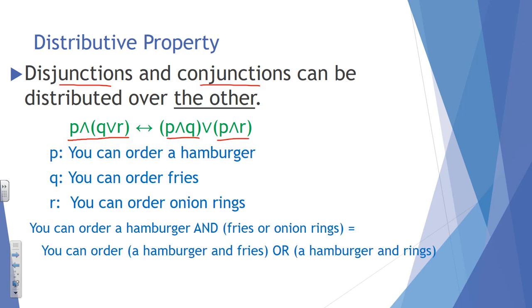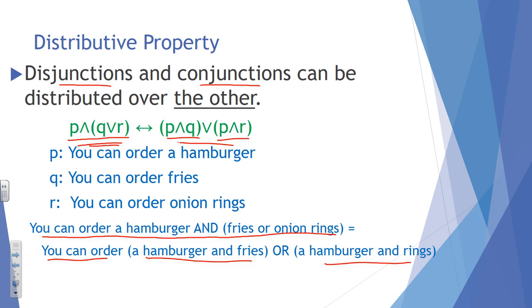So for example, statement P, you can order a hamburger. Statement Q, you can order fries. And R, you can order onion rings. The left side of our biconditional says you can order a hamburger and fries or onion rings. Fair enough. The right side of our biconditional is exactly equivalent and says, another way to say this, a hamburger and fries or a hamburger and rings. Those are the 2 ways that you can state the same logic statement.